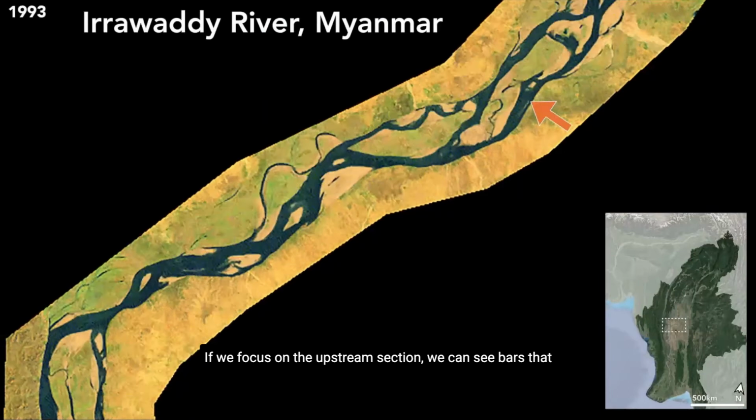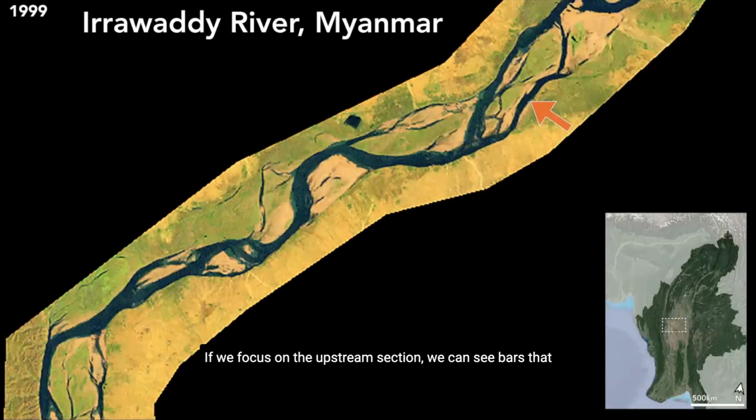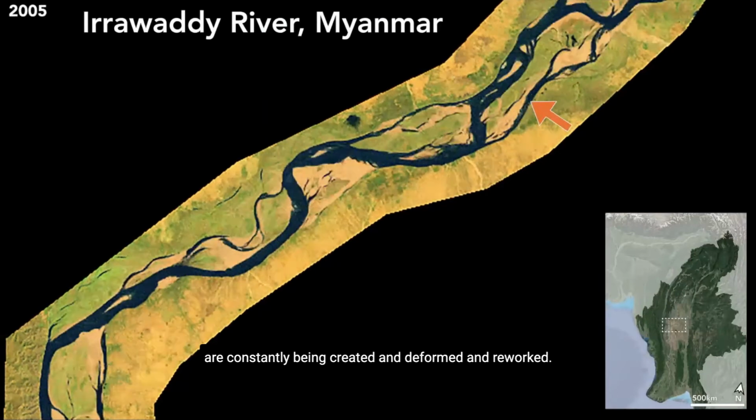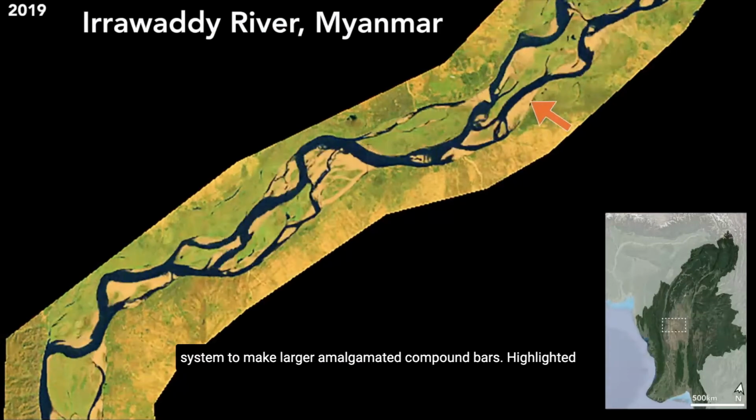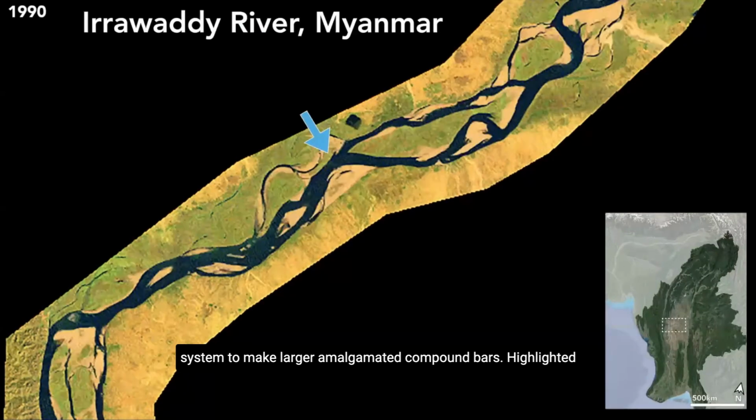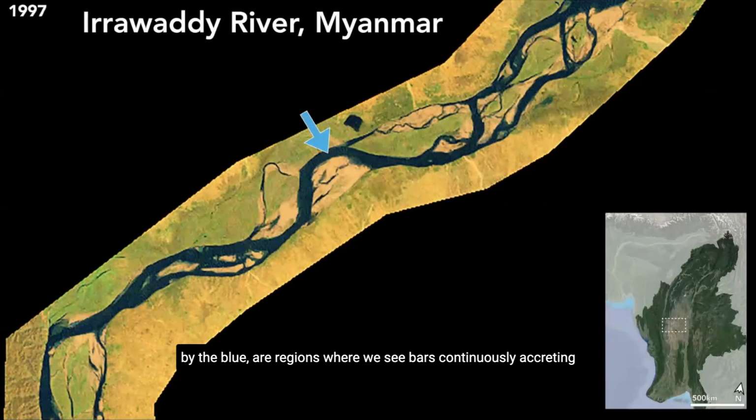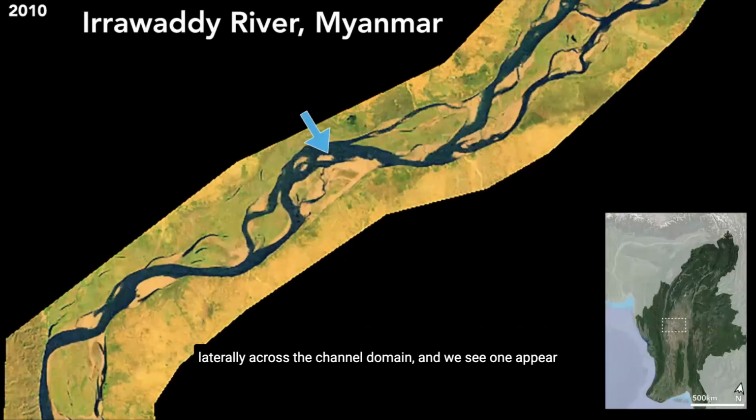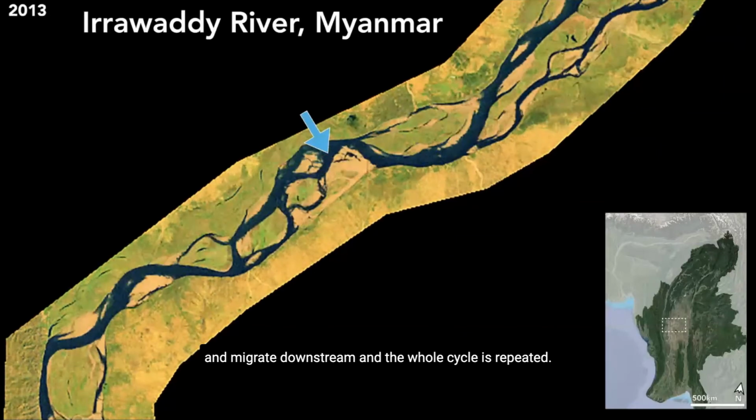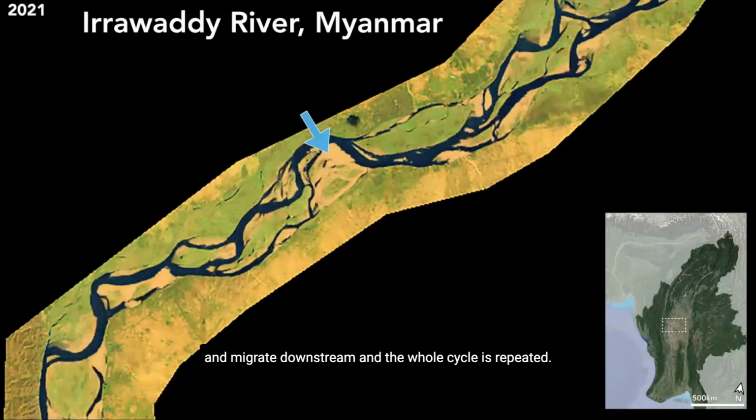If we focus in the upstream section, we can see bars that are constantly being created and deformed and reworked. We also see them migrating and colliding with others in the system to make larger amalgamating compound bars. Highlighted by the blue are regions where we see bars continuously accreting laterally across the channel domain. Then we see one appear and migrate downstream, and the whole cycle is repeated.